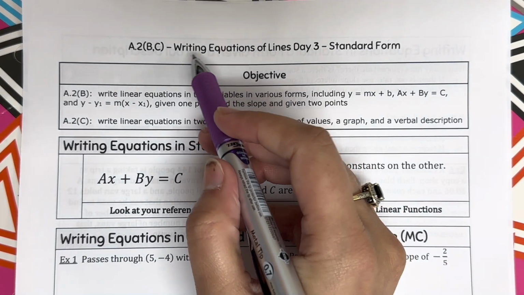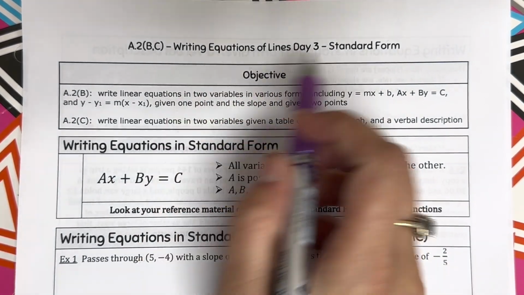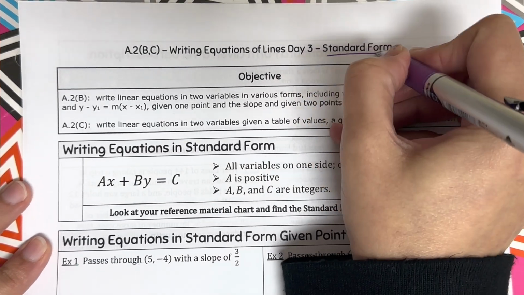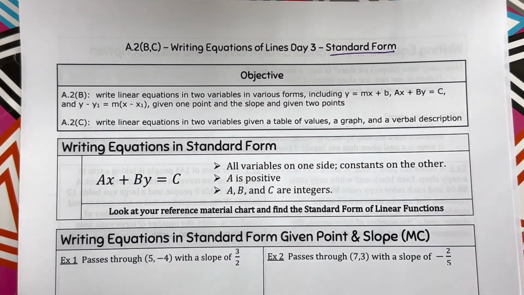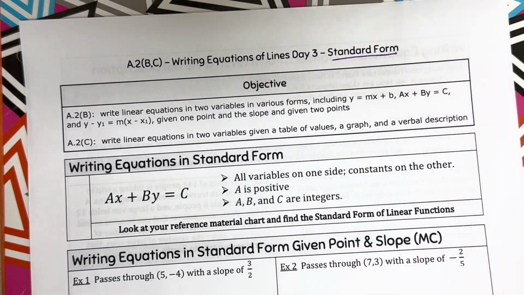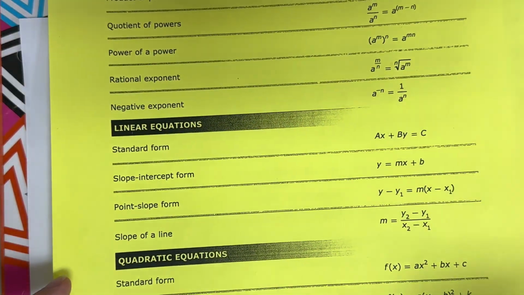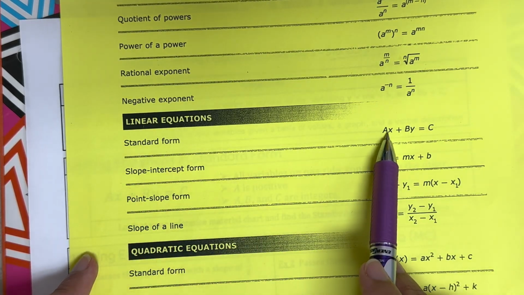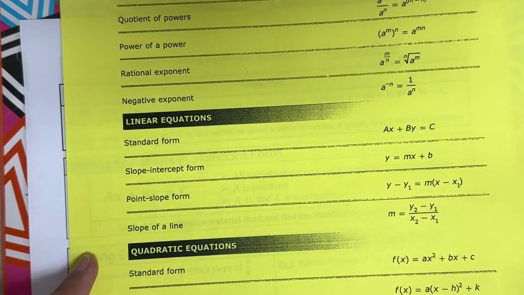Your goal for today is writing equations of lines in standard form. So what is standard form? If you do not know what standard form is, the best place to look for it is your reference chart. We are at the linear equations, and standard form is ax plus by equals c.